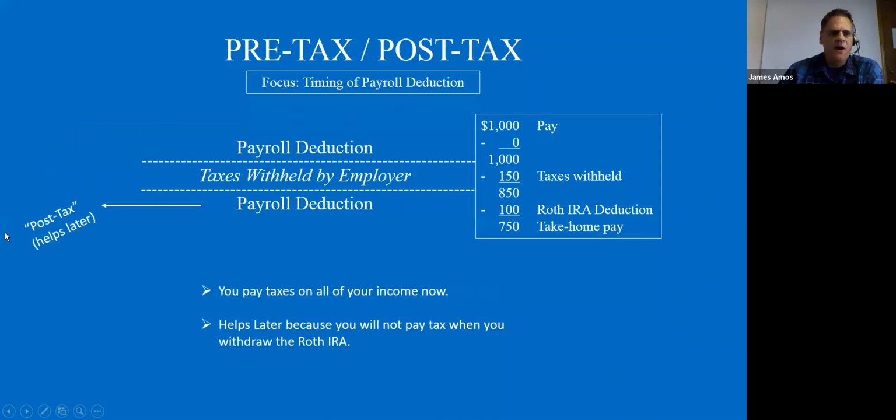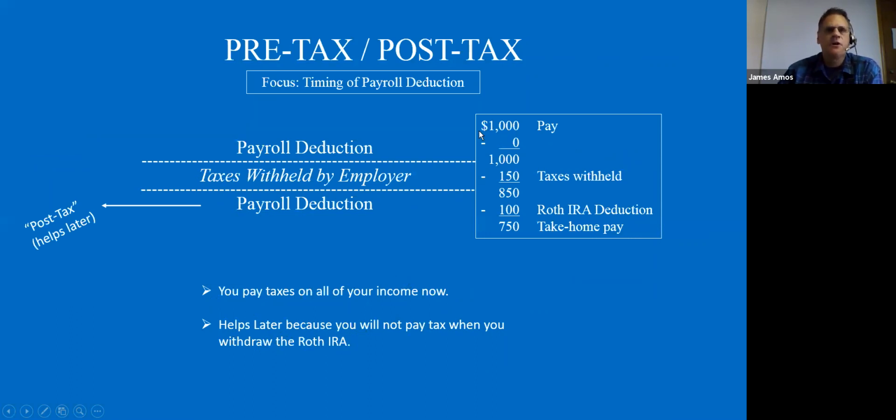We're going to focus now on a post-tax deduction, a payroll deduction that happens after taxes are withheld. You pay taxes on all of your income now, but it's going to help you later because you will not pay taxes on it when you withdraw it. For example, a Roth IRA is one example, and that's what we're going to use here. So how would this work?